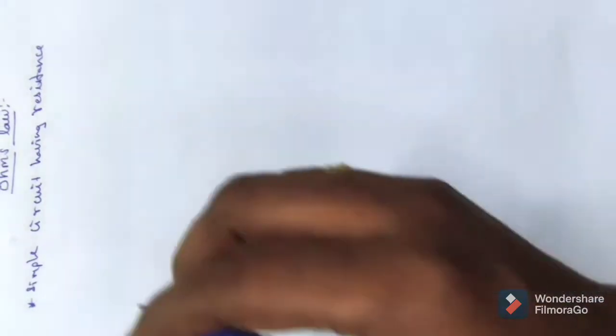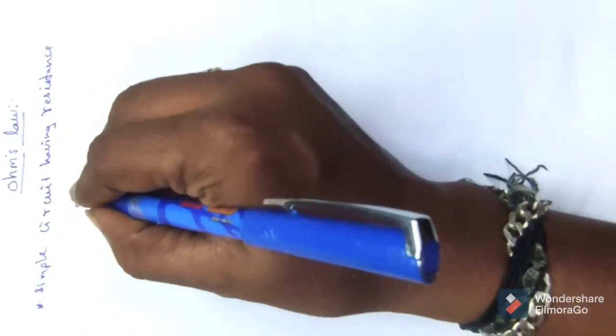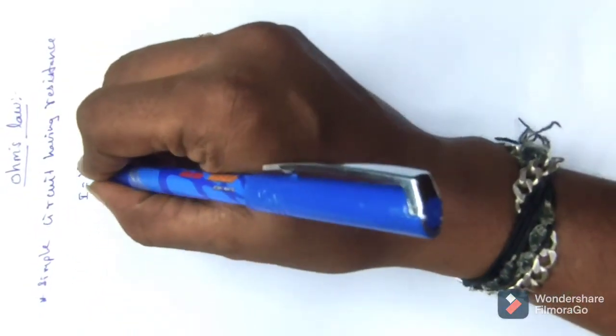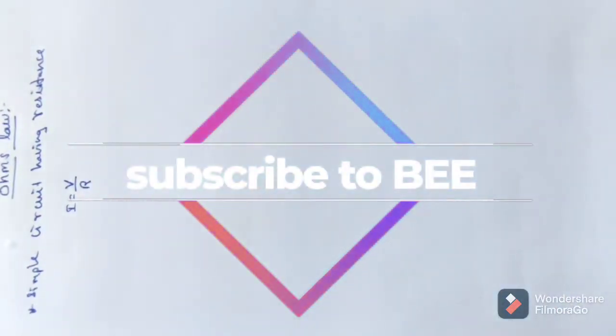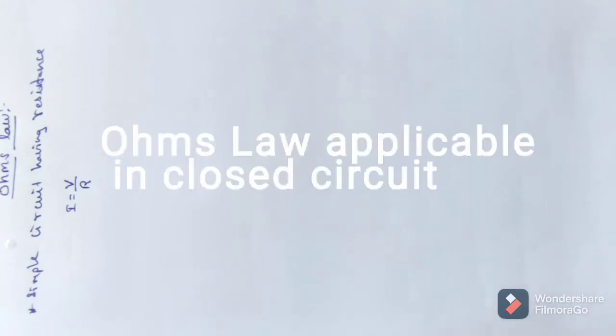So we all know, according to Ohm's law, it is applicable to a closed circuit at a constant temperature for a steady current flow: I is equal to V over R, where voltage is directly proportional and resistance is inversely proportional. I'll repeat Ohm's law once again. Ohm's law is applicable in a closed circuit at a constant temperature, with steady current flowing in the circuit. For that steady current, the voltage is directly proportional and resistance is inversely proportional.